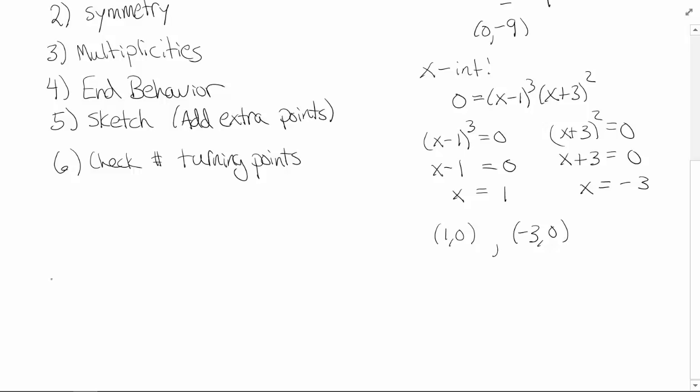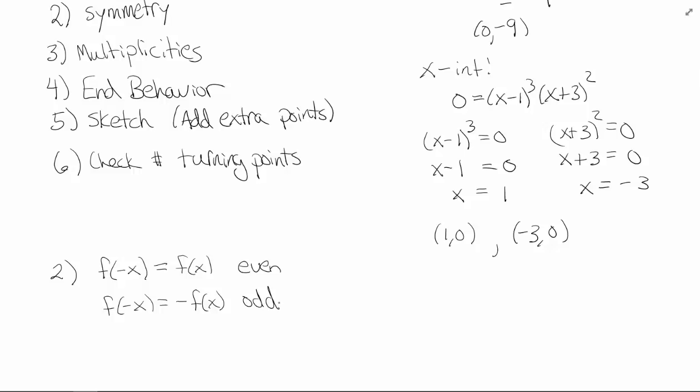Step 2, let's look for symmetry. And that's going to involve plugging in f of negative x. If you get back f of x, that means it's even, which is symmetric about the y-axis. If you get back instead f of negative x is equal to negative f of x, that's an odd function, and it means it's rotationally symmetric or symmetric about the origin. And if you get neither, that's perfectly fine. It just means you don't have that symmetry.